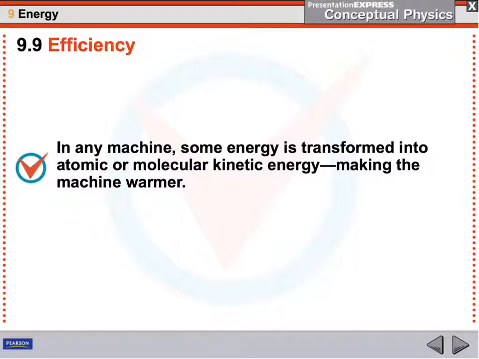Okay, here we are with part 3 of the energy notes. We're going to start with efficiency. In any machine, some energy is transformed into atomic or molecular kinetic energy, making the machine warmer.